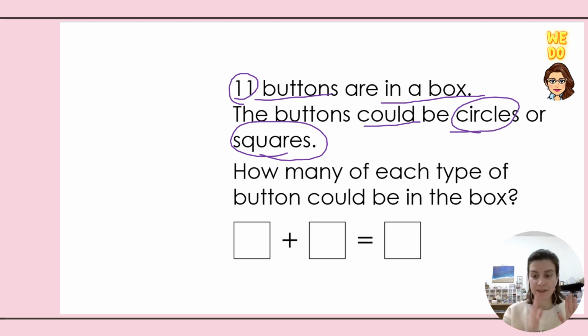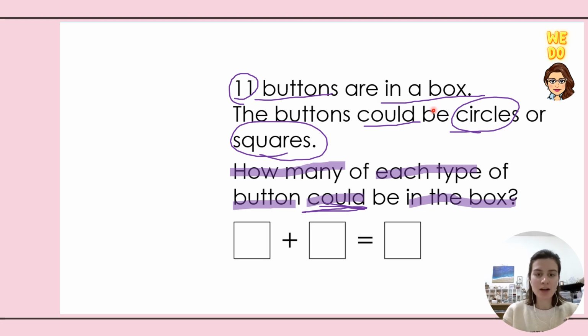Okay, so I've been given 11 buttons in a box. The buttons could be circles or they could be squares. My question is, and I'll highlight this part, how many of each type of button could be in the box? And I'll underline that word could. That's important.